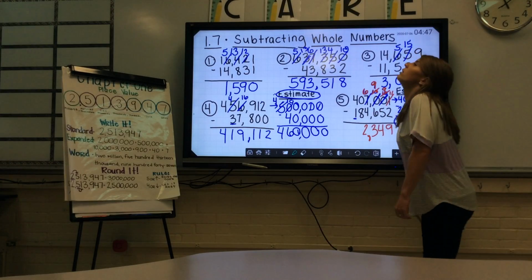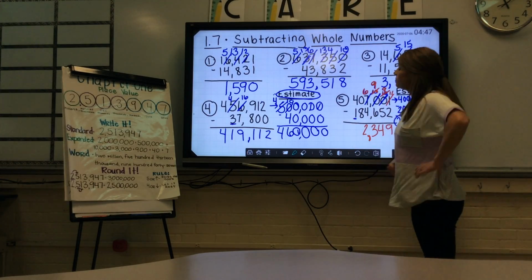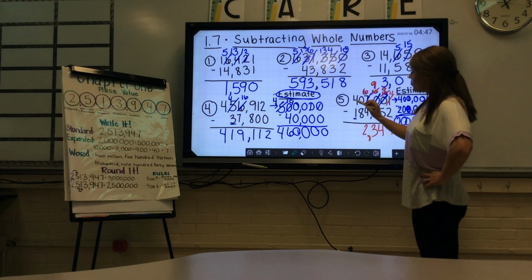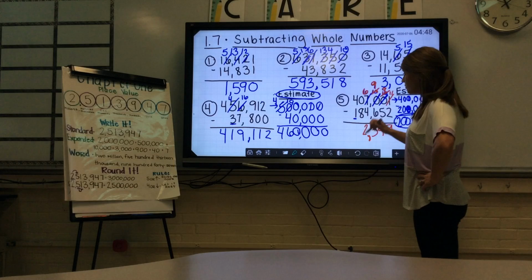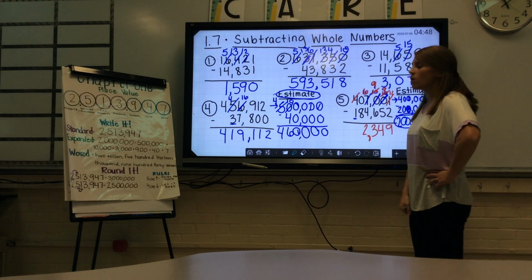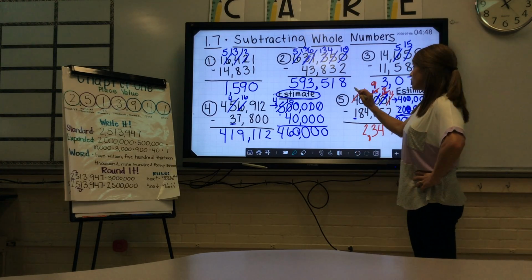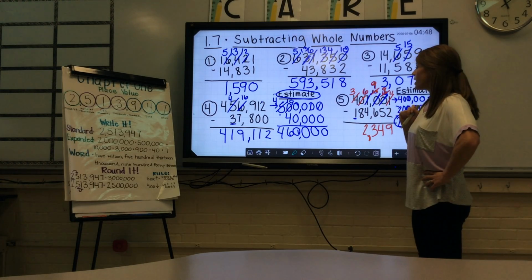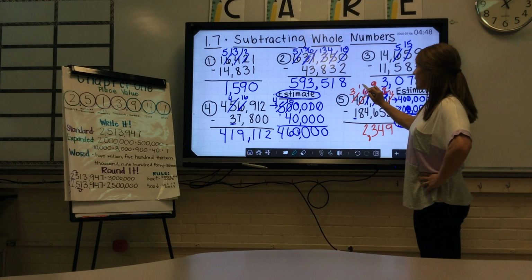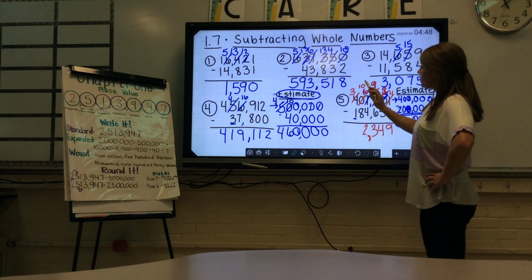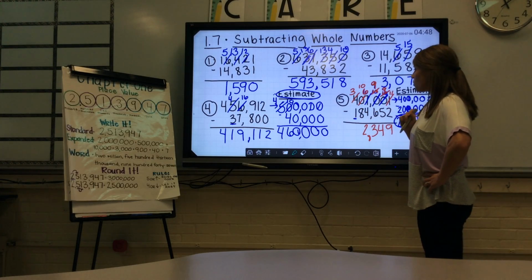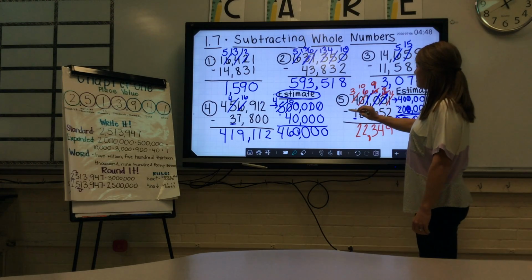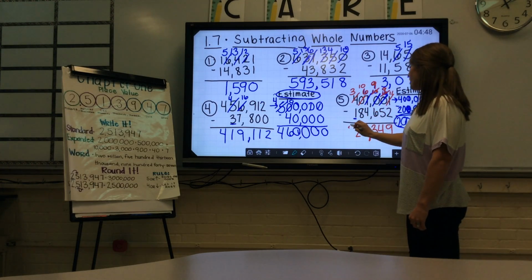0 minus 8? Oh, not again. Man. All right, let's go next door. Can I borrow from this 4? Thank goodness I can. Okay, that 4 is going to change to a what? Right, a 3. Great job, which means that 0 is going to be a what? Right, a 10. I'm going to write it right up here. Okay, 10 minus 8 gives me what? Yep, 2. Great job. And 3 minus 1 is 2 as well.